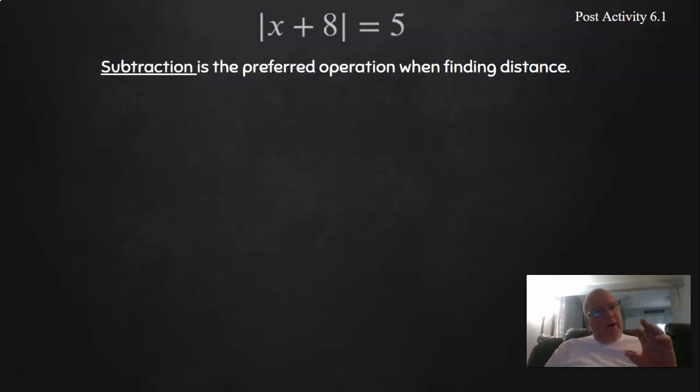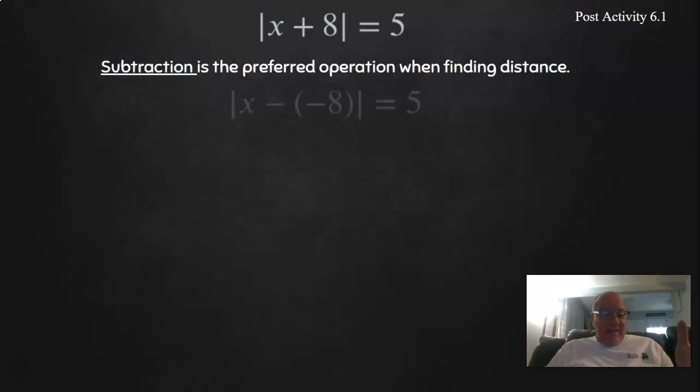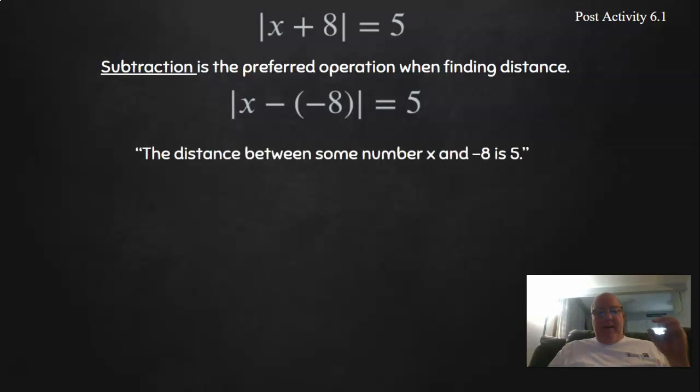So the key to really understanding this absolute value equation is going to be to convert this addition problem to a subtraction problem. So instead of saying x plus 8, we're going to say the absolute value of x minus a negative 8. Those two statements are equivalent, but when we put x minus a negative 8, then we can see what we're really saying here is the distance between some number x and negative 8 is equal to 5.